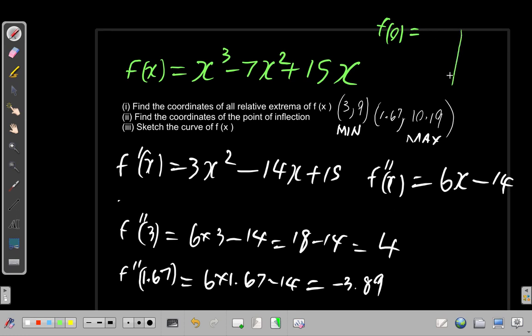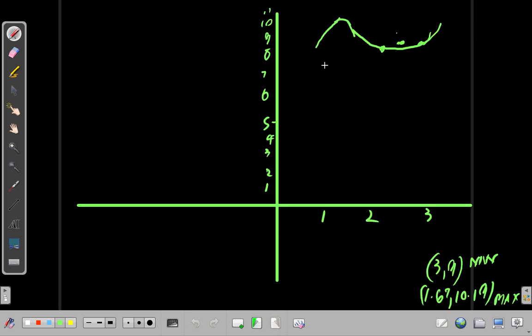So remember, if you have the f of x axis and the x axis, when x is 0, it's along the f of x axis. So where will the curve meet the f of x axis? Let's see. This is 0 cubed, which is 0, minus 7 by 0 squared, which is 0, plus 15 by 0 is 0. Oh, so it's 0. So when x is 0, f of x is also 0. So that suggests that the curve would pass through the origin 0, 0.